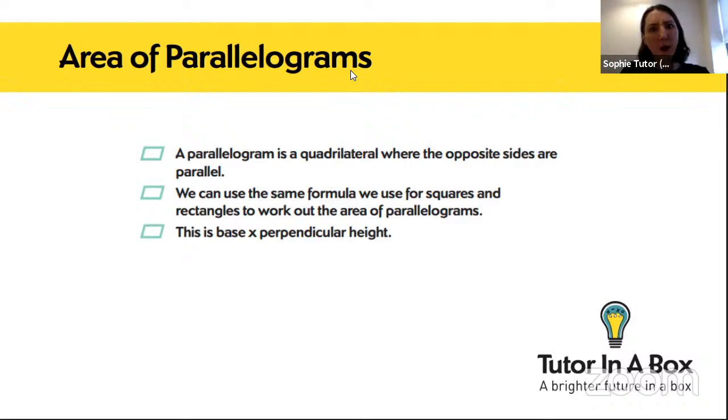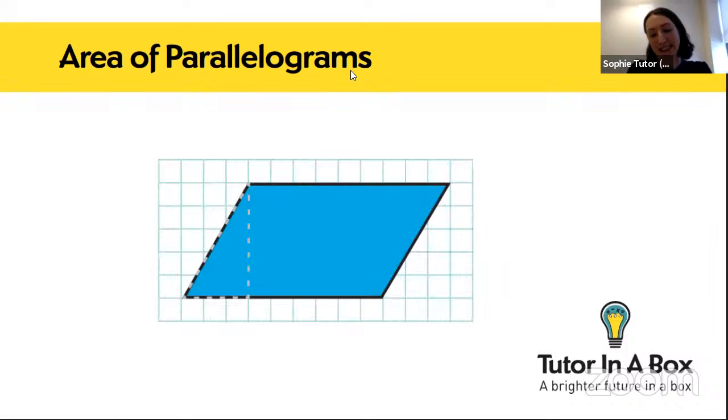And here's something quite clever, I think, and quite neat. We use the same formula for squares and rectangles that we do for parallelograms. Huh. Let me say that again. So we use the same formula for squares and rectangles to work out parallelograms. And the way we do this is base times perpendicular height. Now, some of you might be thinking, well, how does that work? So let me remind you what a parallelogram looks like. So parallelogram, can't say it, looks a little bit like this.